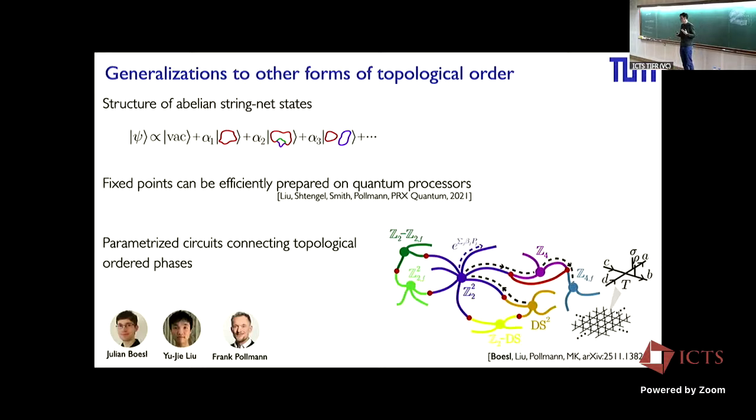Oh, they are non-generic, definitely, yes. No, here I just want to tell you how one can use a simple tensor network language to walk through this phase space of topological string net states. That's all I'm saying.